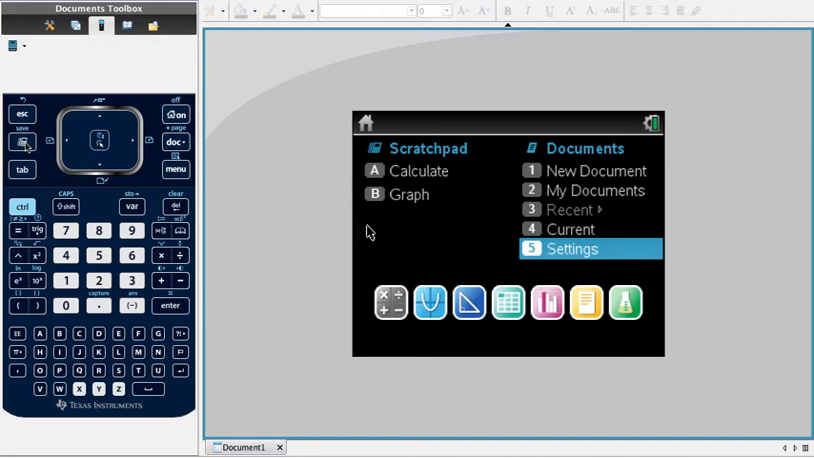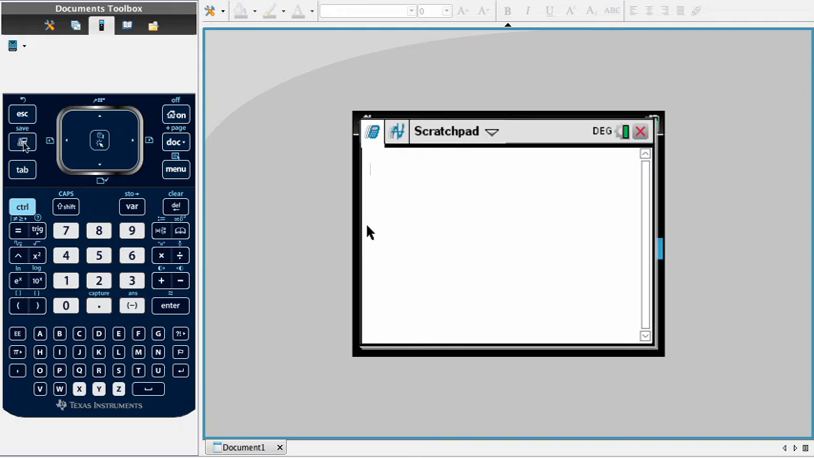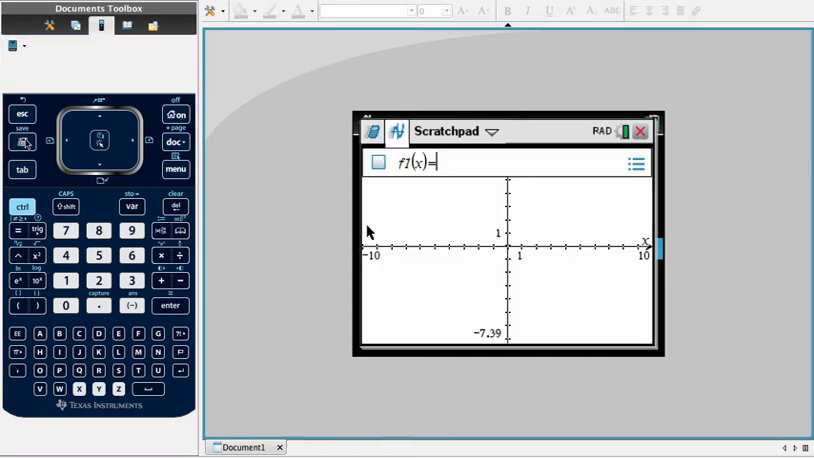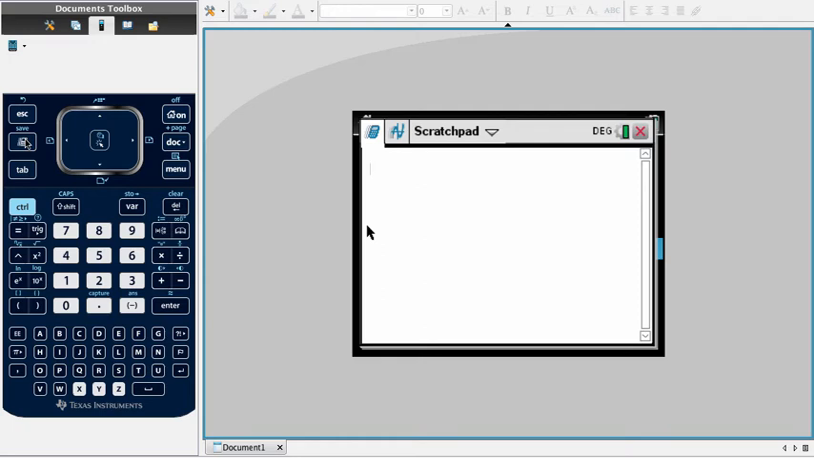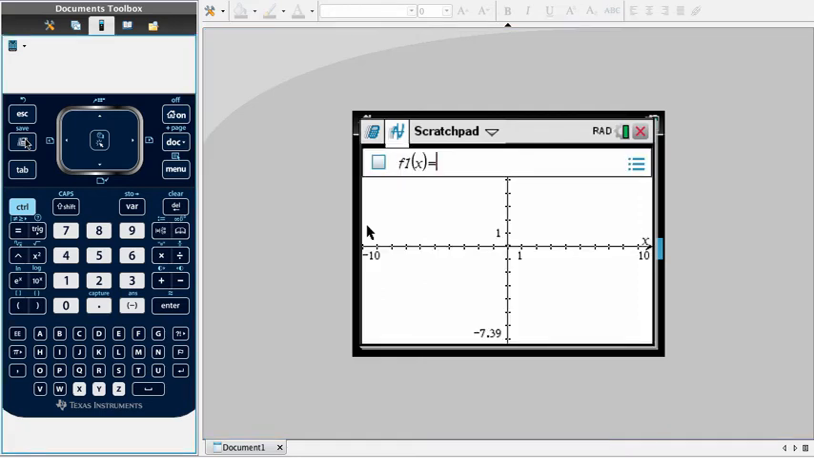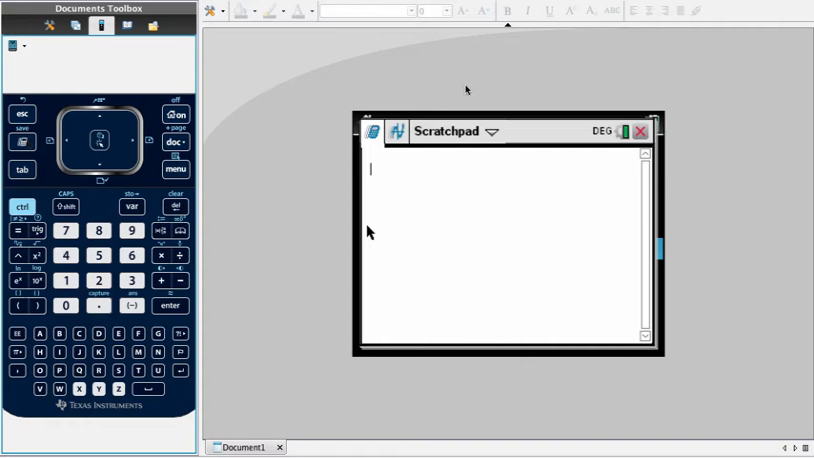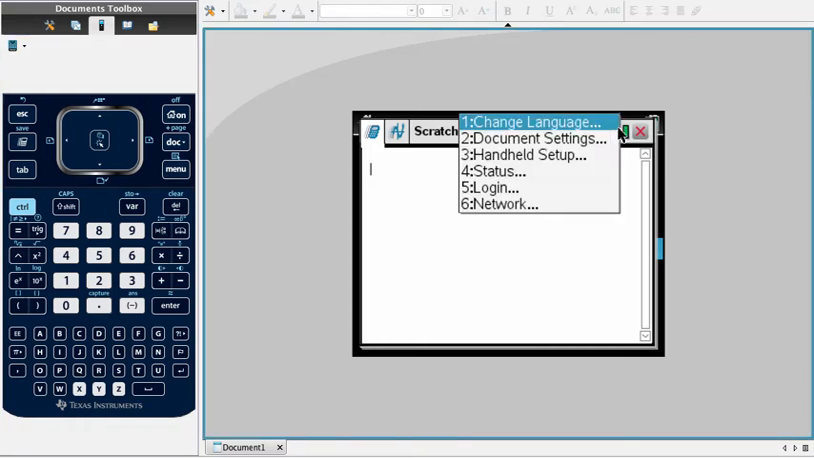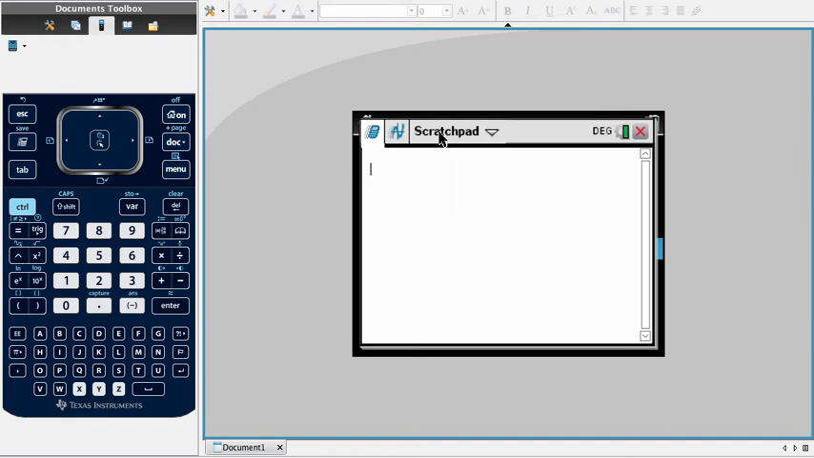You can also go to the scratch pad using this scratch pad key, which is over here on the left side of the calculator. You can use the scratch pad button to toggle between the calculator function and the graphing function. We're going to look at the calculator function. Again, you'll notice that the settings have been set to degree, which is what we want. And also you can access your settings through this gear, kind of by where the battery is. If you click on the gear, you could go to your document settings if you needed to change something.